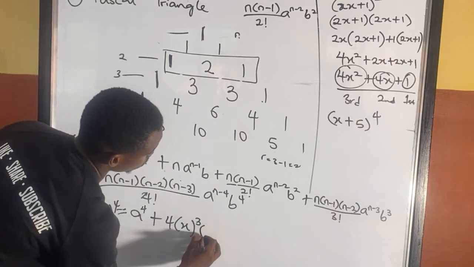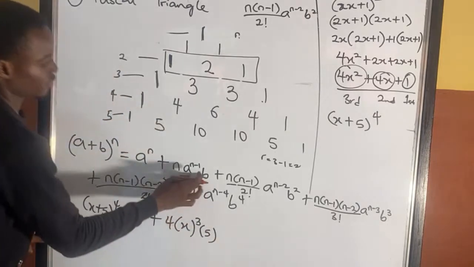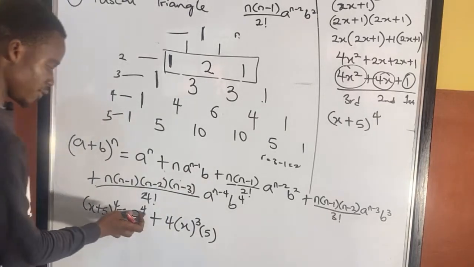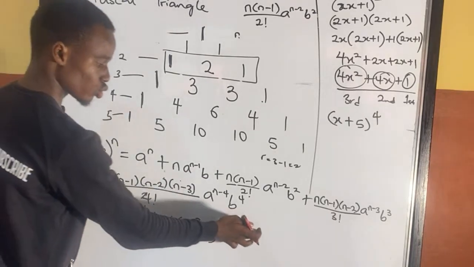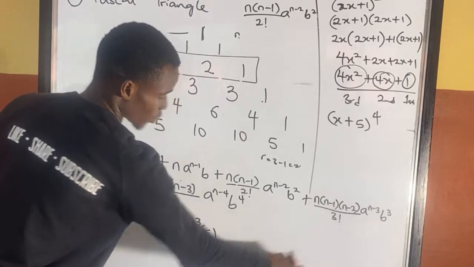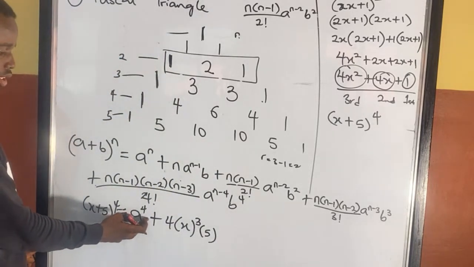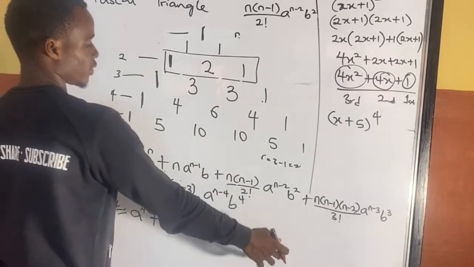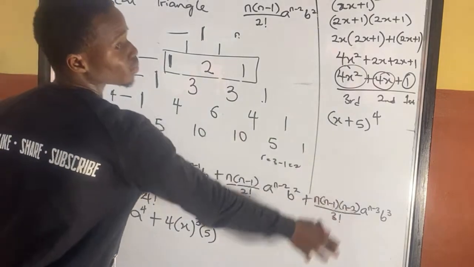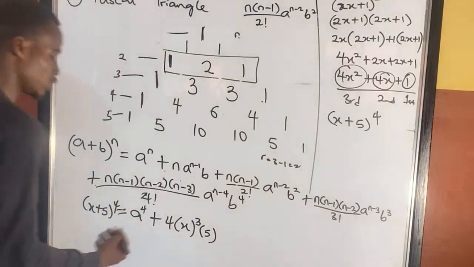Then b is what? 5. 5 raised to the power of 1 is still 5. So you are seeing 4, 3, 2, 1 till you get to 0. You are seeing b raised to the power of 0, b raised to the power of 1, b raised to the power of 2, b raised to the power of 3, b raised to the power of 4. So that should just guide you.